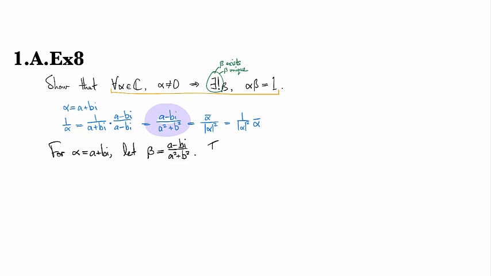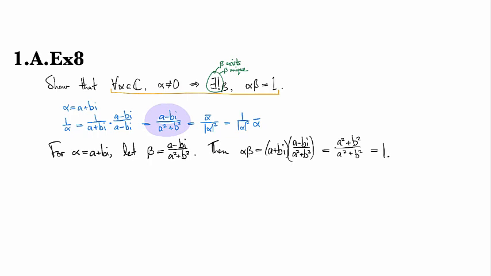Okay, so then if I do alpha times beta, this is going to be, by our notation, a plus bi times a minus bi over a squared plus b squared. And then multiplying out across the top, we have a squared plus b squared over a squared plus b squared, and that gives us 1.